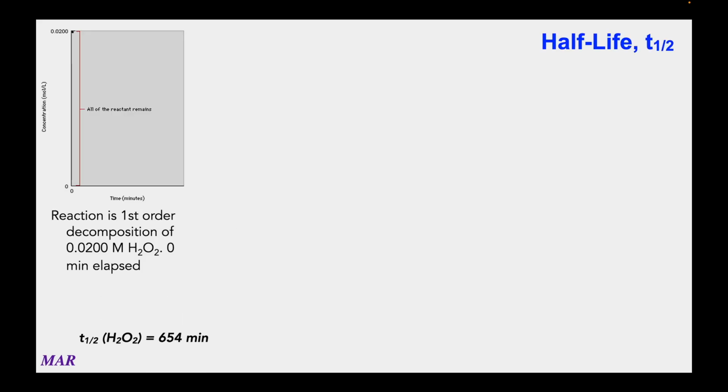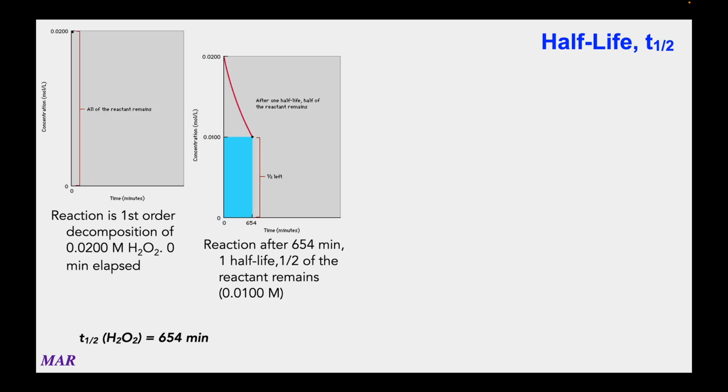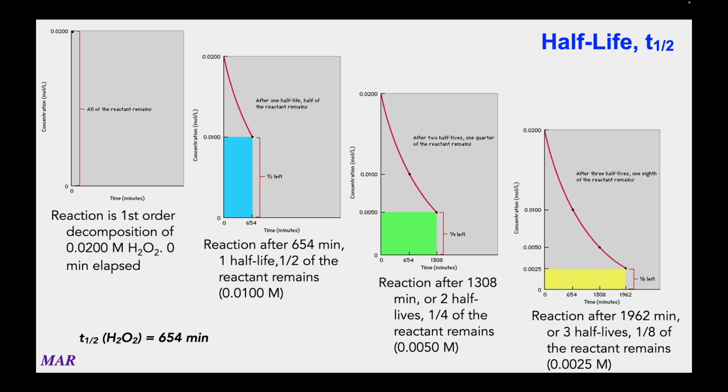Hydrogen peroxide has a half-life of 654 minutes. So if you start again with a 0.0200 molar solution, in one half-life, or 654 minutes, you'll have half of the reactant remaining. So you'll be down to 0.0100 molar. After two half-lives, that doesn't go to zero, you'll be half of the 0.01 number, you'll be down to 0.0050 molar. And after another half-life, then you're down to 0.0025. So you can see how you went from 0.02 to 0.0025 in just three half-lives. However, it's not to zero, and that's what's really important.